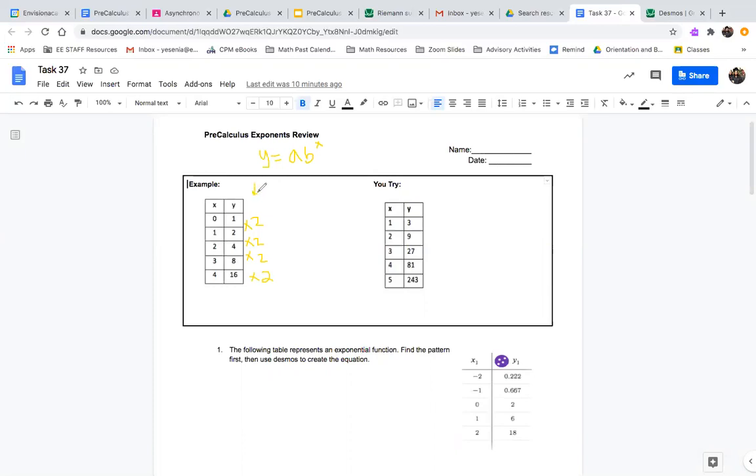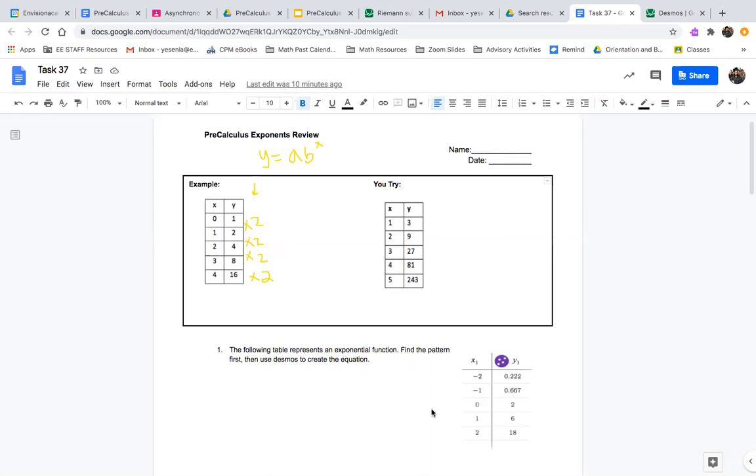Sometimes you could also think of this as a constant division because if you do 2 divided by 1, you get 2. 4 divided by 2, that's 2. 8 divided by 4, that's 2. So you could also think of this as when you're dividing the consecutive outputs of the y value, you get a constant, which is the 2 here. Or you can think of it as multiplication.